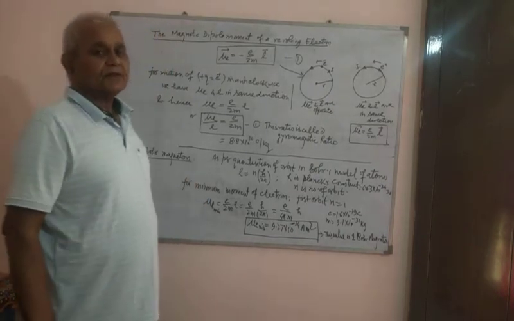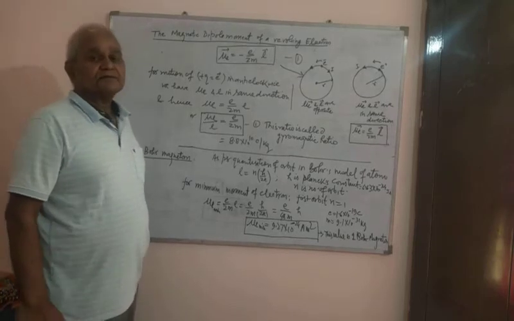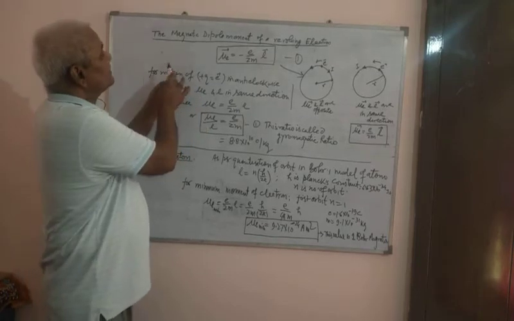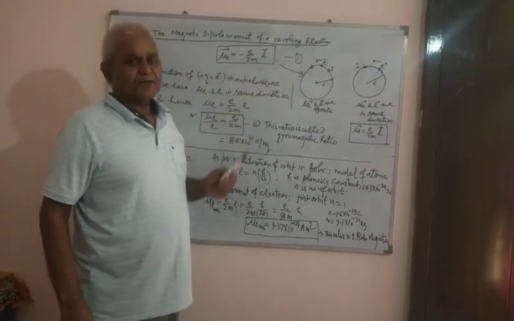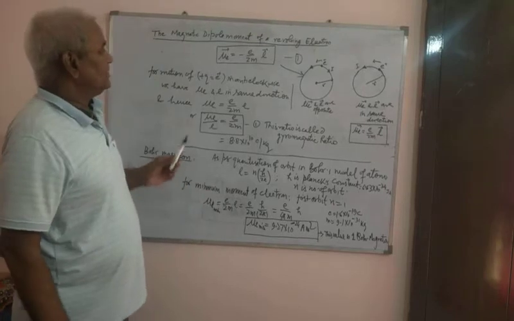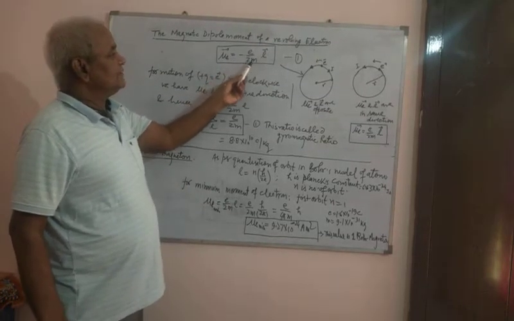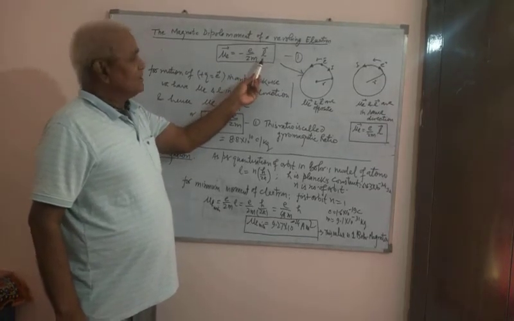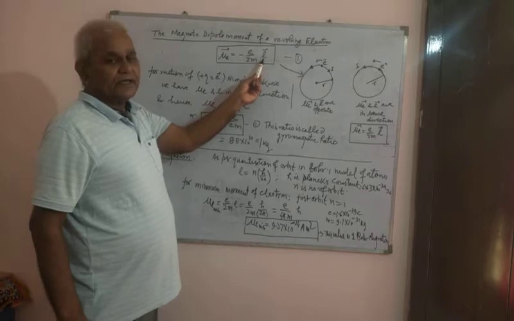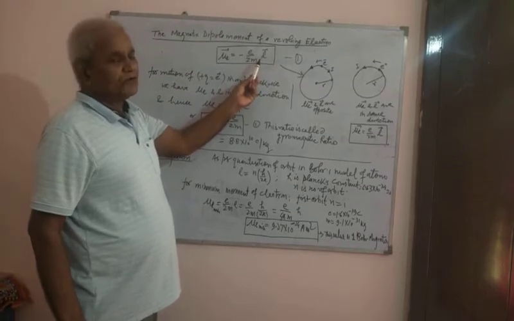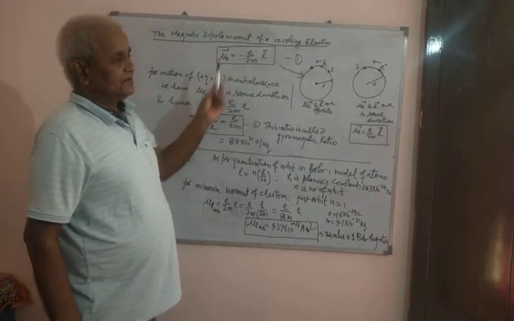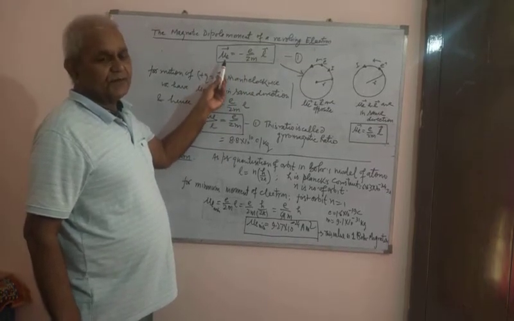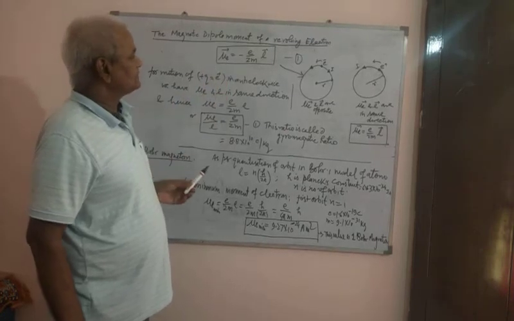Okay, students. In the first part of the video lecture, I've covered the magnetic dipole moment of a revolving electron. I've given you the expression mu L equal to minus e by 2m into L. This L is the orbital angular momentum of the electron, the angular momentum of an electron orbiting in a circular orbit. Mu L is the magnetic dipole moment.